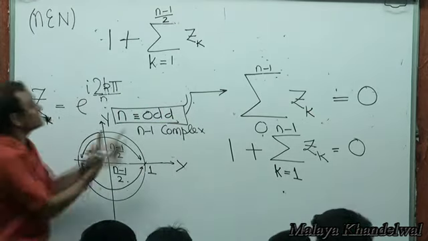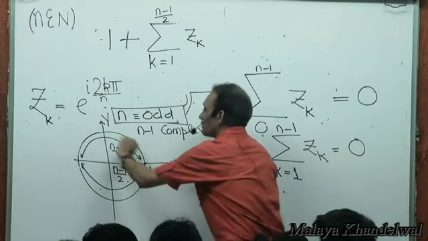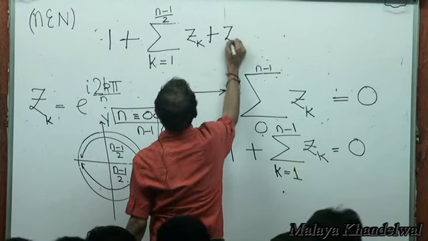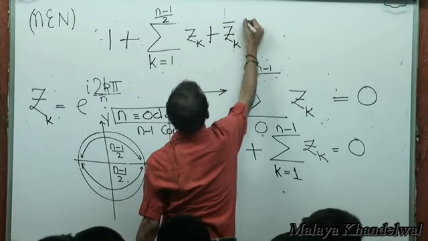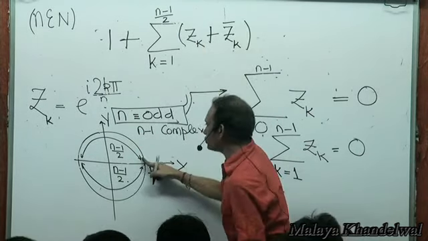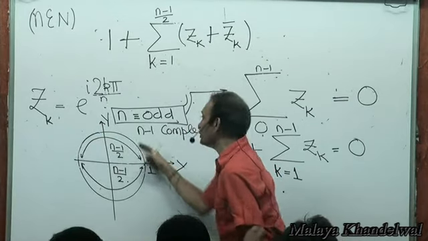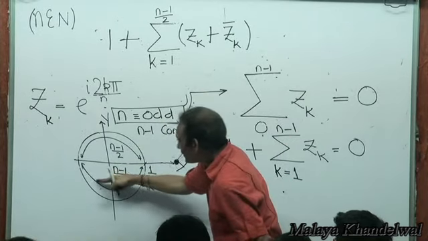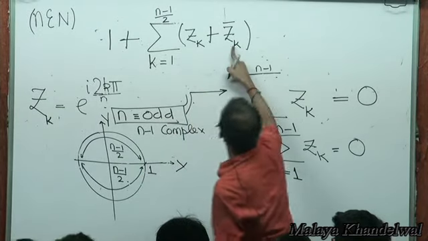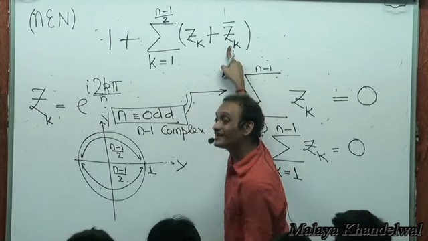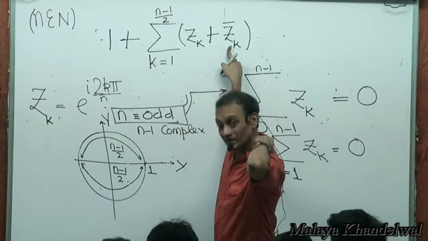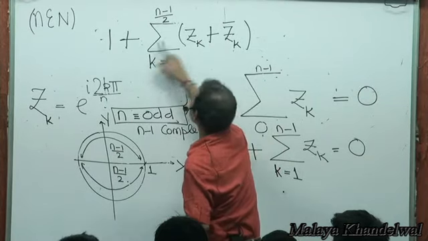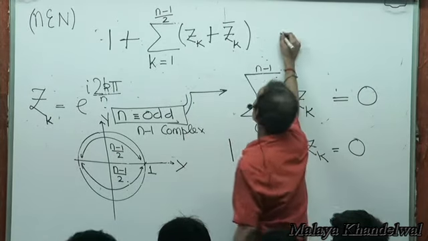And with every such zk for these complex roots lying on the upper half, I take a zk bar, starting from k equal to 1 to n minus 1 by 2. I've included all the zk's and I've included all the roots lying on the lower half by taking zk bars? Yes or no? You know what I'm saying? So 1 plus summation zk plus zk bar will be 0 this time.